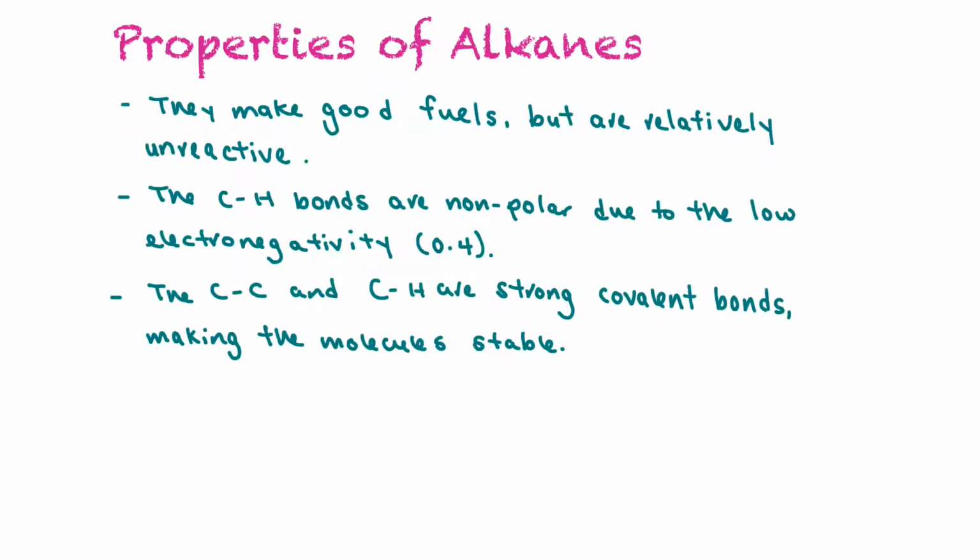So now we'll talk about the properties of alkanes. Alkanes make good fuels, but otherwise they're relatively unreactive. And this is because the carbon and hydrogen bonds are nonpolar due to the low electronegativity difference between carbon and hydrogen. It's about 0.4. So that means they aren't likely to react with things. And the carbon-carbon and carbon-hydrogen bonds are strong covalent bonds, making the molecule stable. So they're unlikely to have those bonds break and reform with something else.